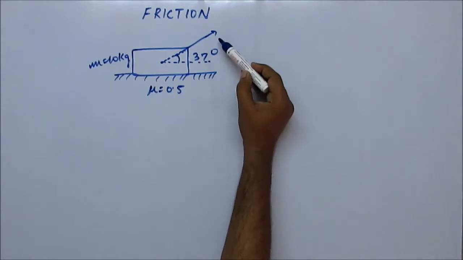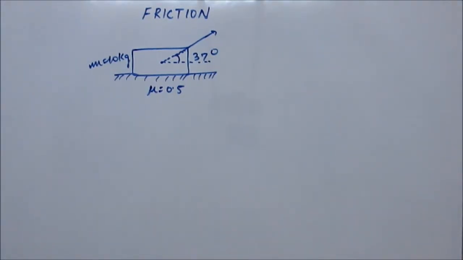Supposing that the value of the force starts from 0 and keeps on increasing, what would happen first? Whether it would slide on the ground or it would be lifted up. So that's the problem, and it shouldn't take more than 2 minutes for you to solve it. The answer is it would be slipping on the ground first before getting lifted.